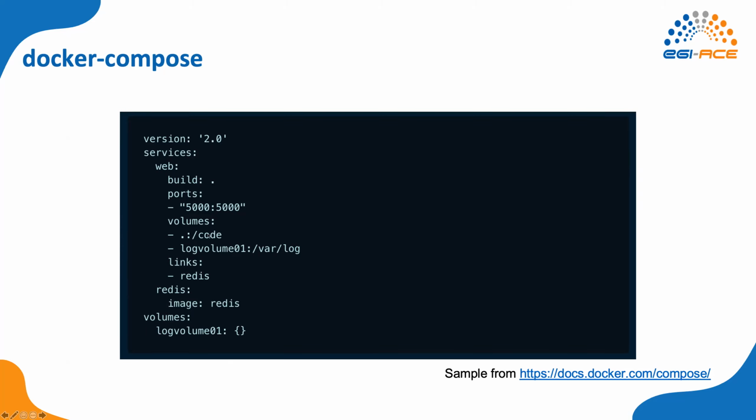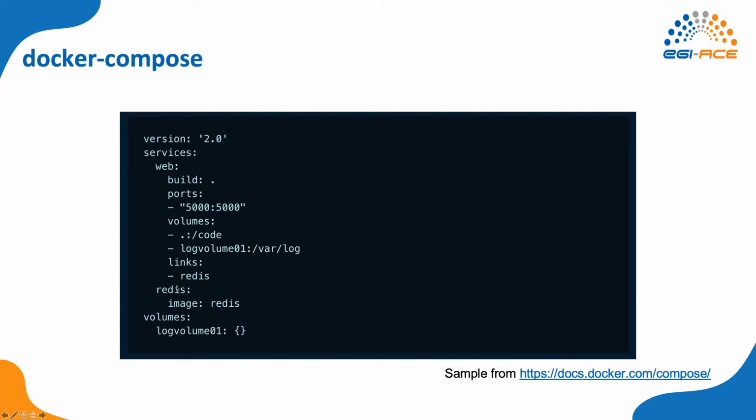It will mount this same directory as /code, and this other as /var/log, and it will be linked with Redis, meaning that when I start this web container, I will have some environment variables telling me that the Redis container can be found at this IP with this port. So you can basically, in your application, just read this environment variable and connect to that.